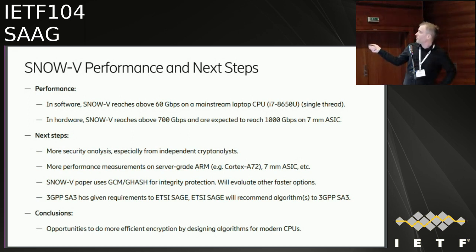Snow-V also performs extraordinarily well in hardware. A straightforward implementation reached 700 gigabits per second, and they expect it to reach over 1,000 in a 7nm process.